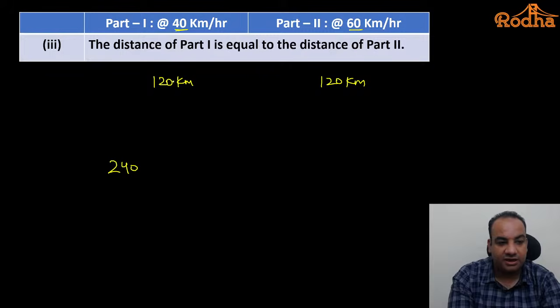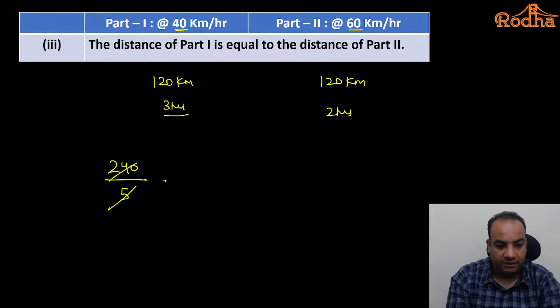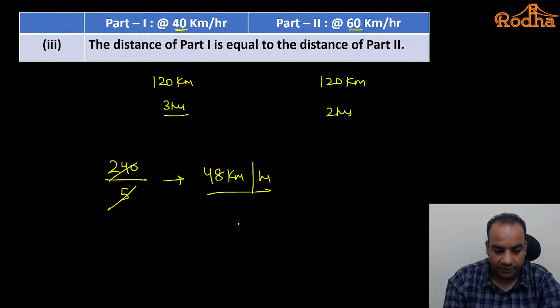If a person covers 120 km at a speed of 40 km per hour, time taken would be 3 hours. 120 km covered at a speed of 60 km per hour, time taken would be 2 hours. So total distance is 240 upon total time of 5 hours. 240 by 5 is 48 km per hour. The answer is 48 km per hour.